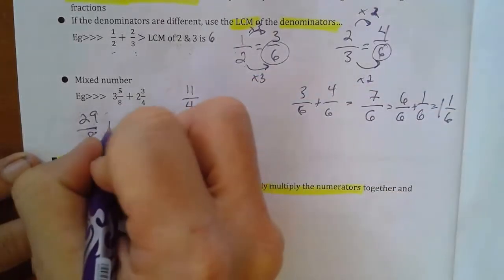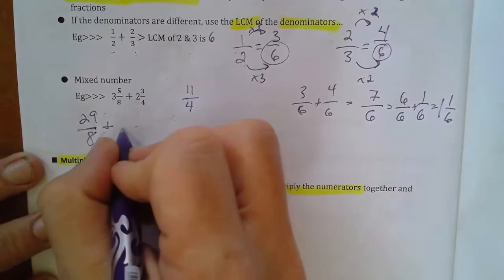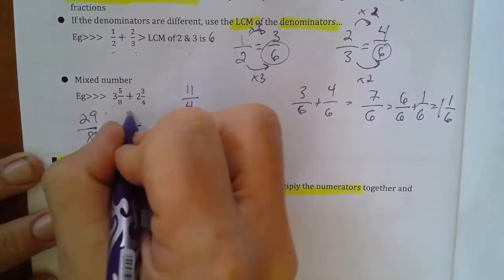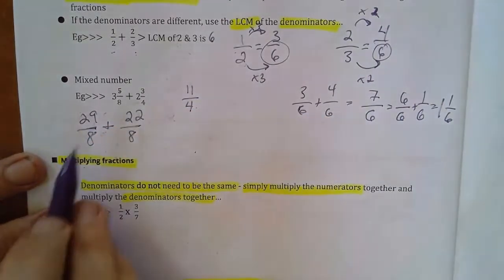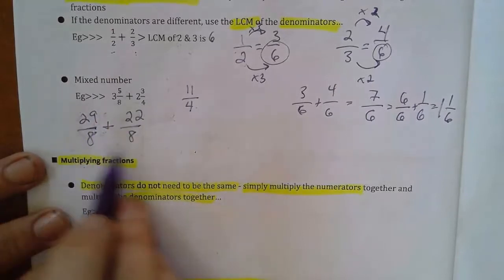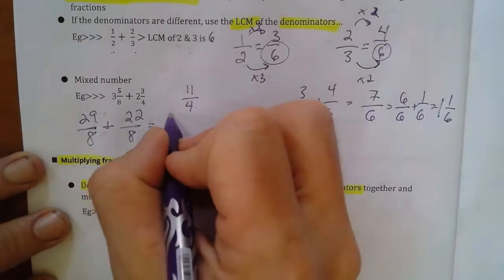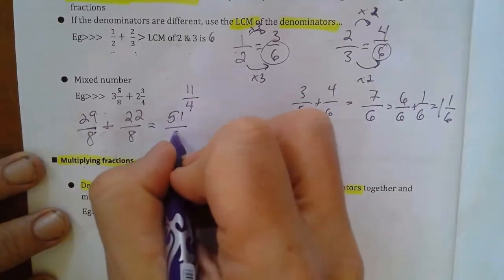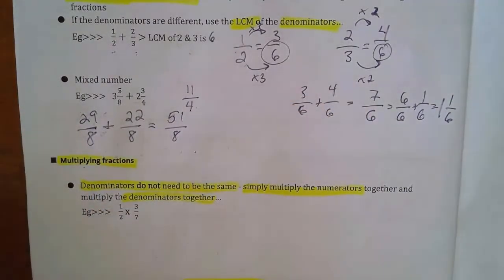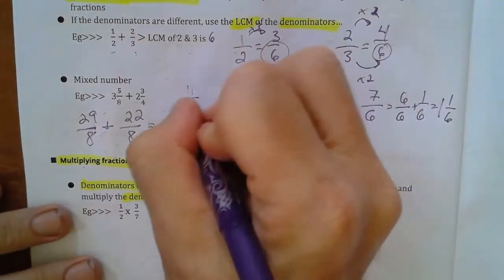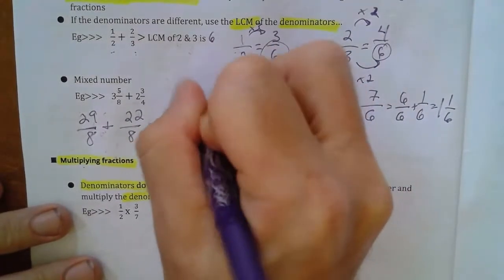So all I'm going to do is make that an 8 by doubling it. And of course, if I double that, I get 22. So now I've got improper fractions representing these, and I've got a common denominator. So that equals 29 plus 22 equals 51 over 8. And then I have to work out how many 8s go into 51.